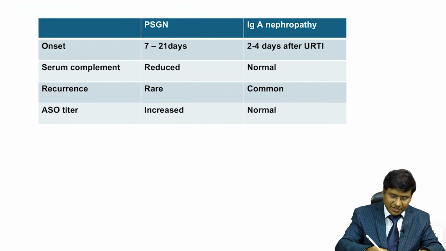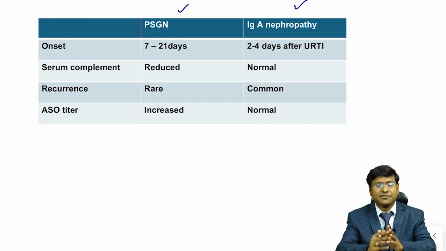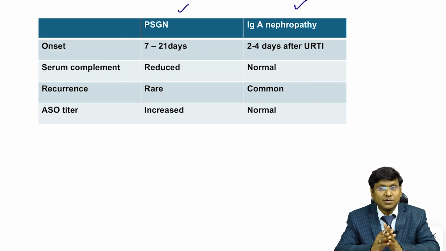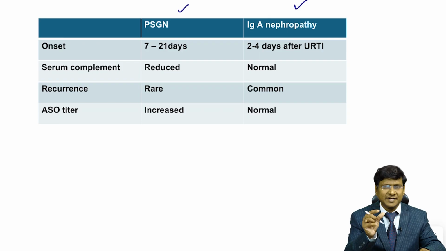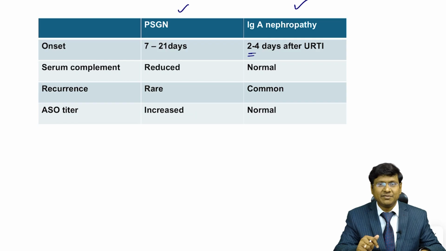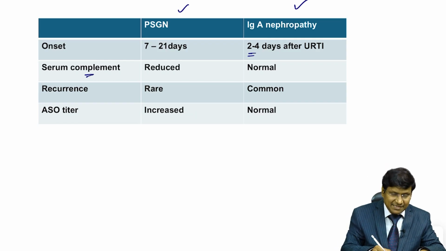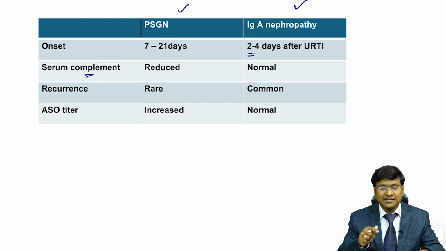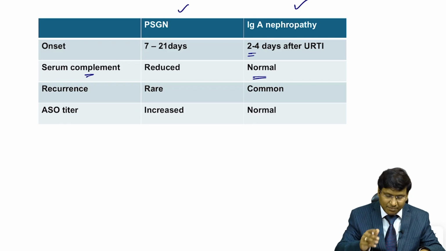So to differentiate between post-streptococcal glomerulonephritis and IgA nephropathy, remember, post-streptococcal glomerulonephritis patients will have a past history of streptococcal throat or skin infection 1 week to 3 weeks back, or it may be even 3 to 6 weeks back as a latent period also. Whereas in IgA nephropathy, the latent period is very short. That is only 2 to 4 days after upper respiratory tract infection, there will be development of IgA nephropathy. Serum complement levels are transiently reduced, and then return back to normal by 4 to 8 weeks in case of PSGN. But serum complement levels will remain normal in IgA nephropathy.